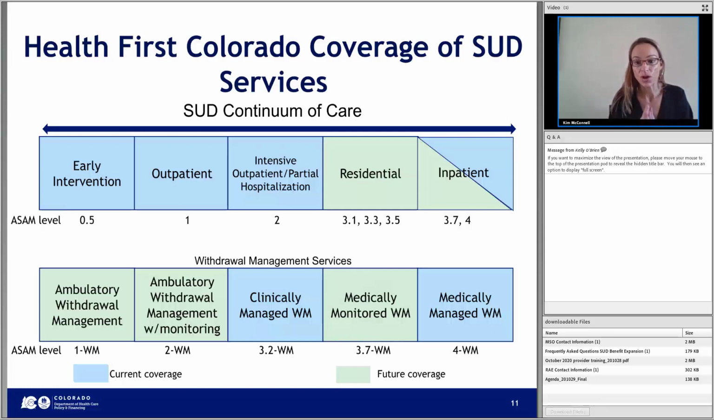If you move a little bit to the middle, actually, you can see clinically managed withdrawal management. That's 3.2 withdrawal management. We commonly call that, or refer to it currently in the state plan, as social detox. So it is a level of care where the individual is in a facility being monitored for signs and symptoms of withdrawal. And we currently do cover that. We'll talk about a change that's coming in the way that that's reimbursed. As you move a little bit further to the right, you can see medically monitored withdrawal management. We don't currently cover that, but that's being added with this new residential and inpatient service benefit.